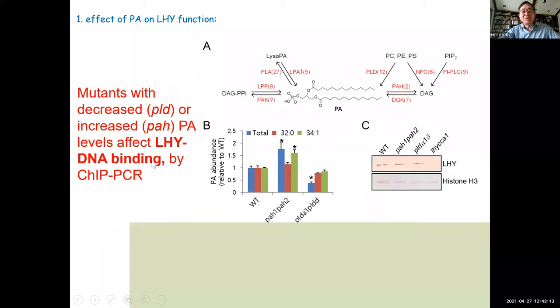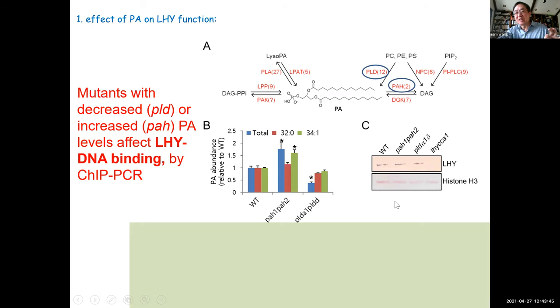He actually went further to look more in planta, taking this rather complex slide. The basic take-home here is that PLD is the one that produces PA. PAH is the enzyme which removes PA. And here it just shows the PA level changes. Indeed, the mutants produce less PA or more PA.